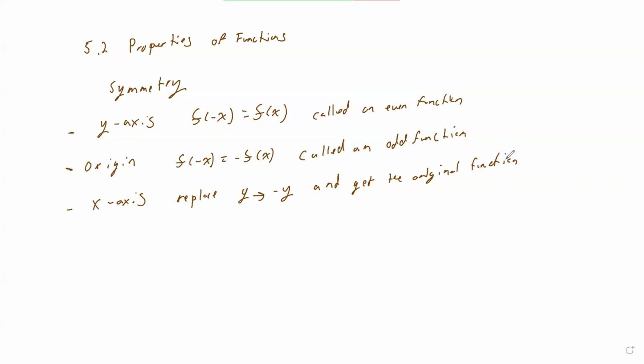I will say to kind of help you out when you're doing the work, you can start off by checking the y-axis and the origin pretty easily. And then if not, you just replace the y with negative y to see if it's at least x-axis. All right, that's pretty much it when it comes to symmetry and even odd functions.